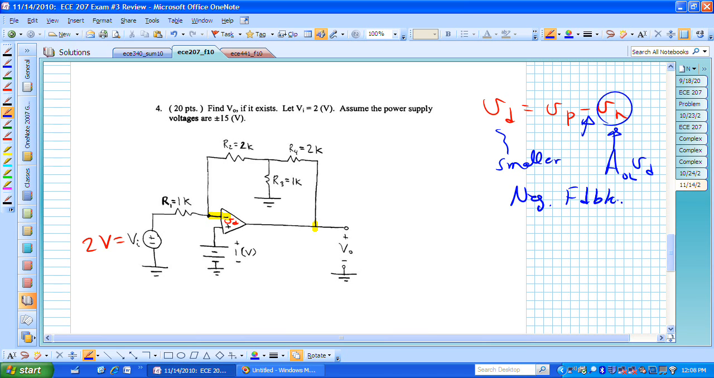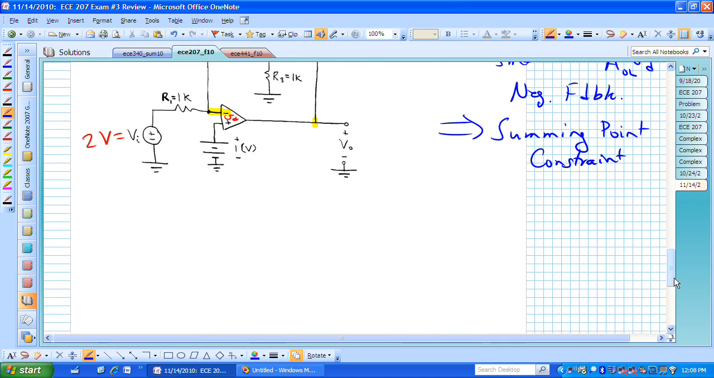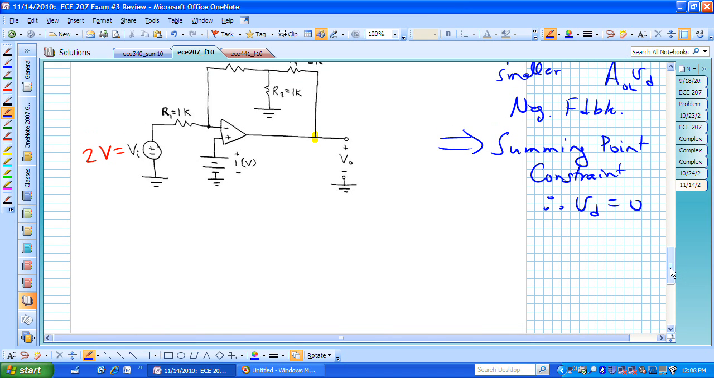We can now start analyzing our circuit with the assumption that V sub D is equal to 0, which is our summing point constraint, and we always have that the currents going into the op amp are 0. So let's now get started. This allows us to say that V sub D is equal to 0. Let's look at analyzing this circuit.